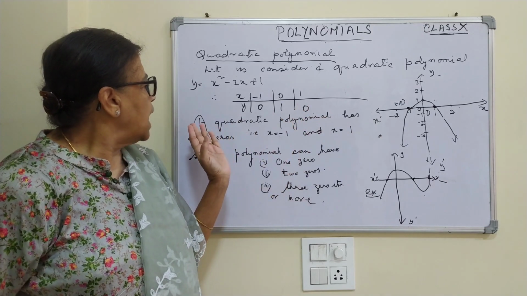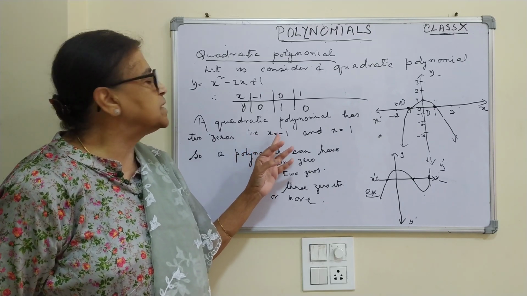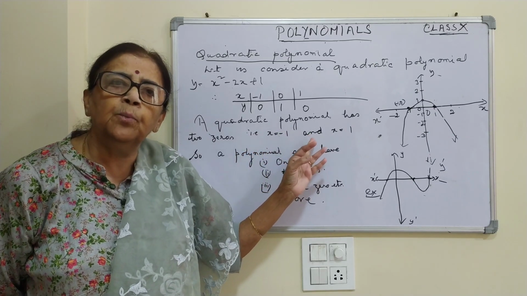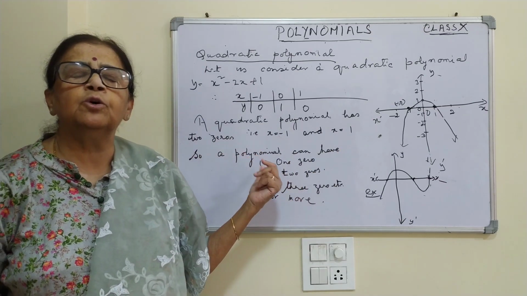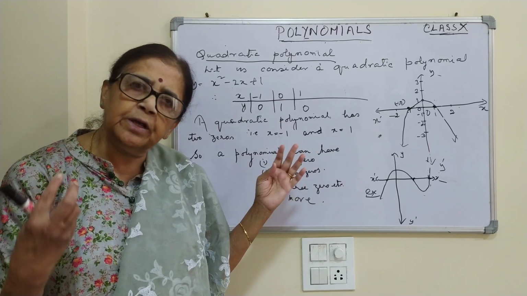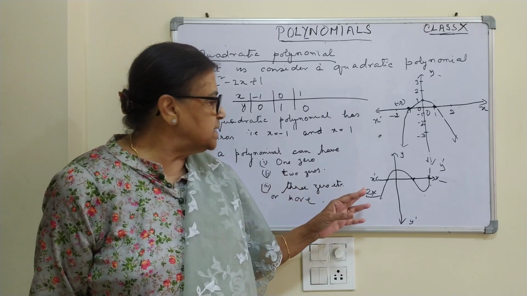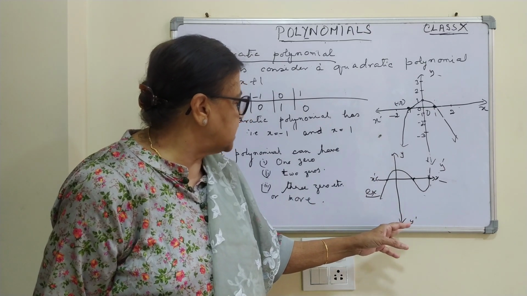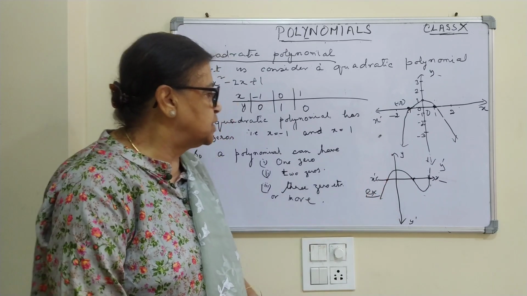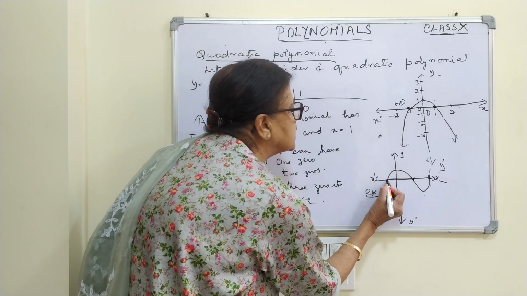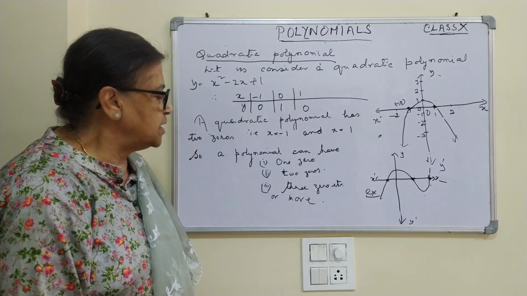A quadratic polynomial has 2 zeros, where it is 0, that is x is equal to minus 1 and x is equal to 1. Now, a polynomial can have 1 zero, 2 zeros, 3 zeros, or more than 3 zeros. Let us take this example. This is a curve, and one of the zeros is this, another zero is this, another zero is this. 3 zeros here.